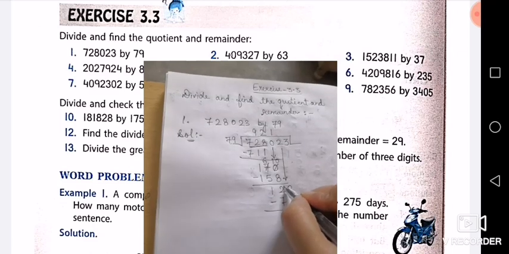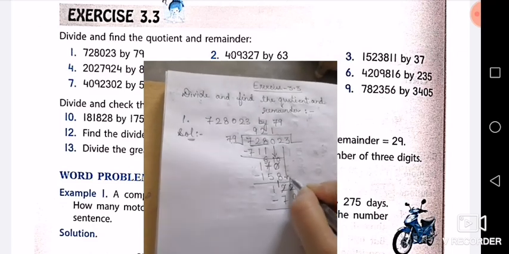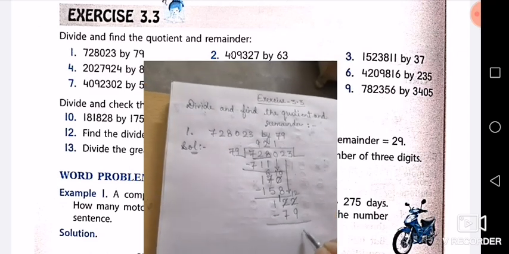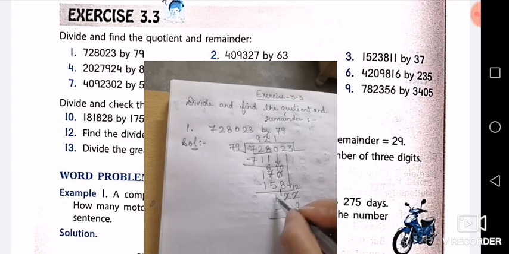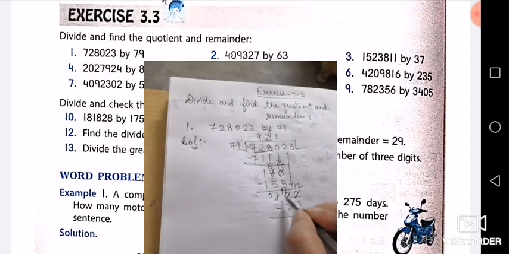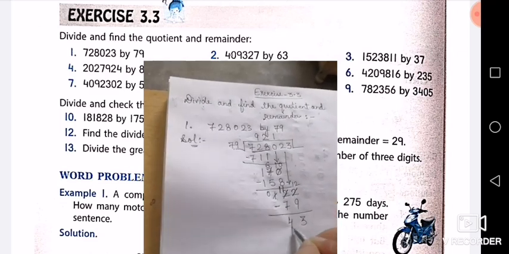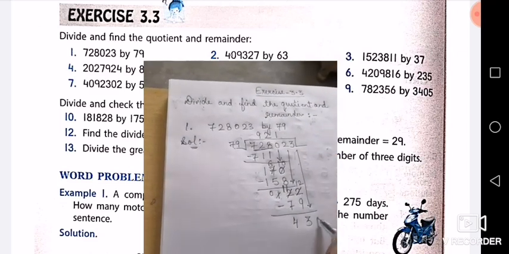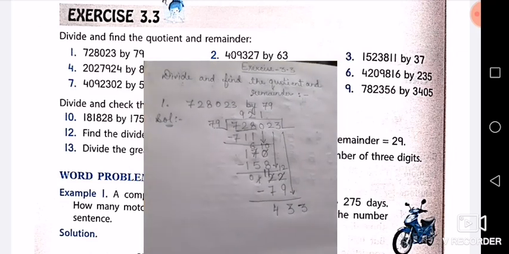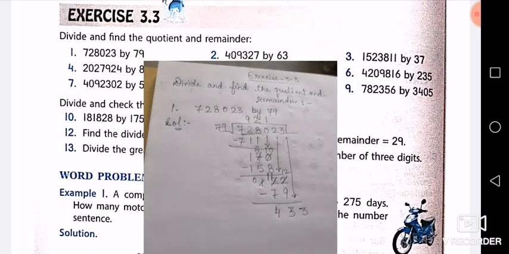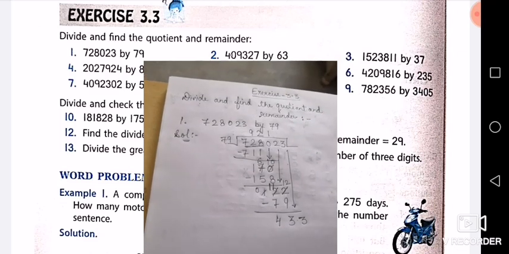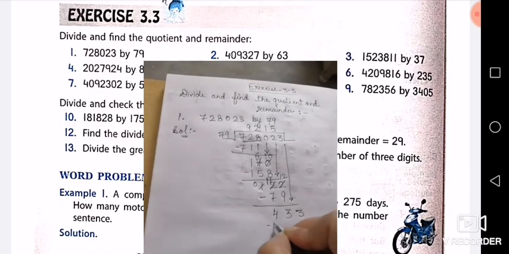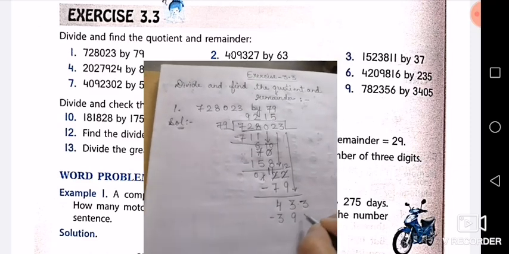Now this 2 will become 1. This will become 12. Now 12 minus 9, 3. And this will become 0. This will become 11. 11 minus 7, 4. Now which number is left? Yes, 3 is left now. Now 433. 433 is nearer to 5 times, that is 395. So we'll write that.